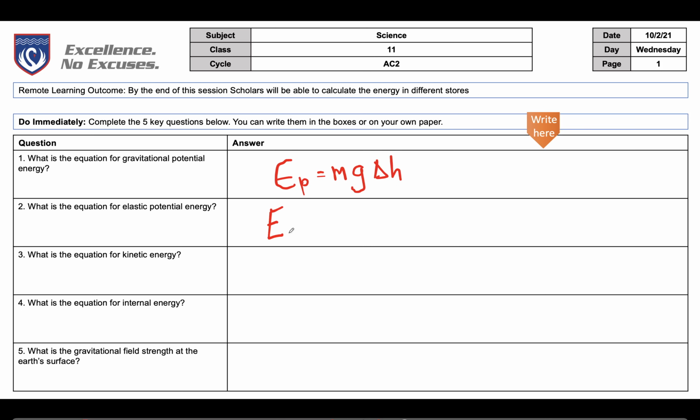That was E with a little e for elastic, so elastic energy equals 0.5 times the spring constant, so a measure of how stiff the spring is, times by the extension, the change in length, squared. Question 3, what is the equation for kinetic energy? This one is an E with a little k, so kinetic energy, and that's 0.5 times mass times speed squared. Remember that the mass needs to be in kilograms, this needs to be in meters per second.